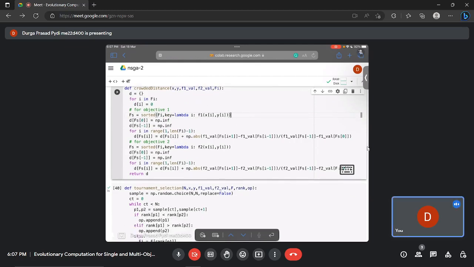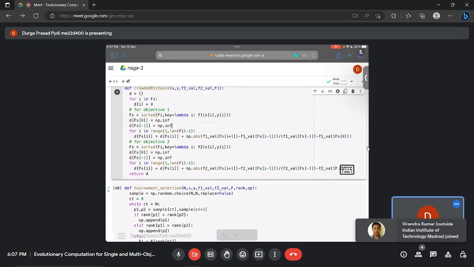So here for objective one, once we sort all of this, then for the first and the last one, those are essentially the boundaries. So they will have infinite distance. Distance is essentially calculated using I plus 1 and I minus 1. The boundaries don't have either: if you're at the left boundary, you do not have I minus 1. If you're at the other boundary, you won't have I plus 1. So I'm setting both of them to be infinite.